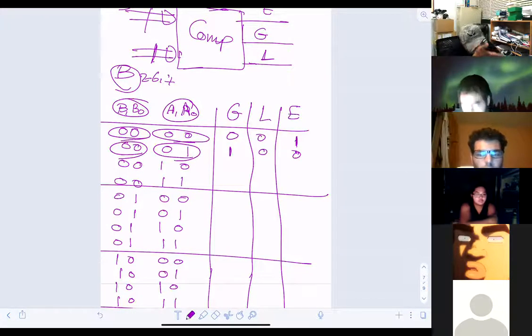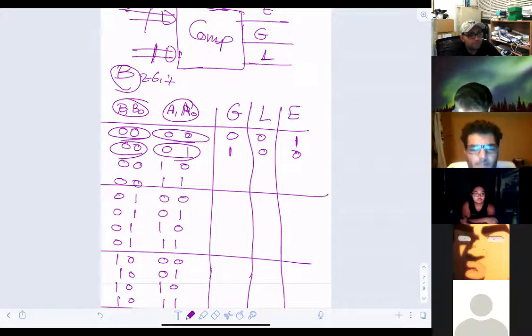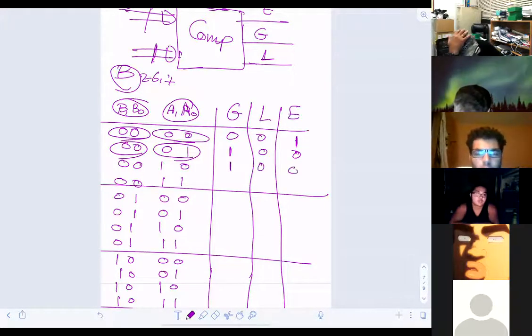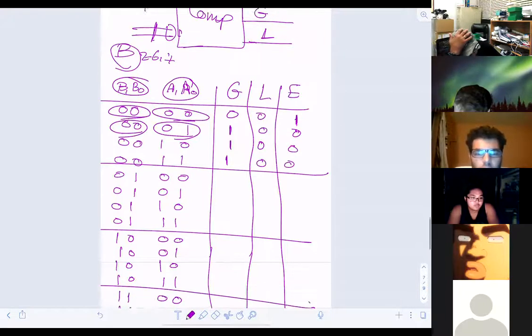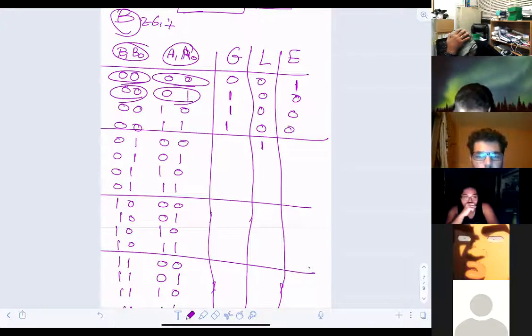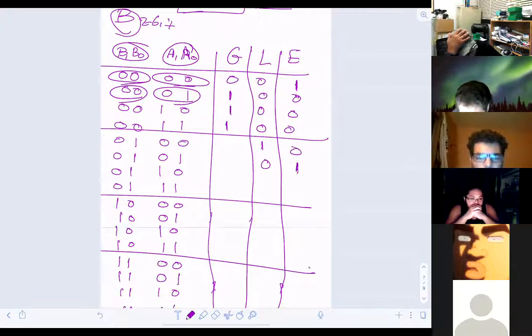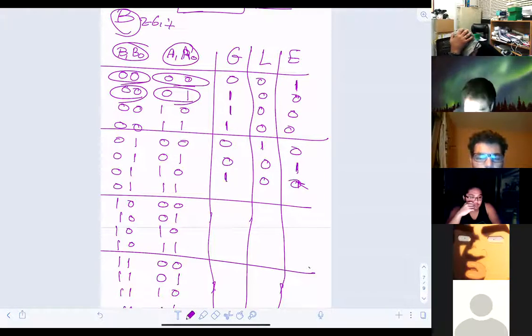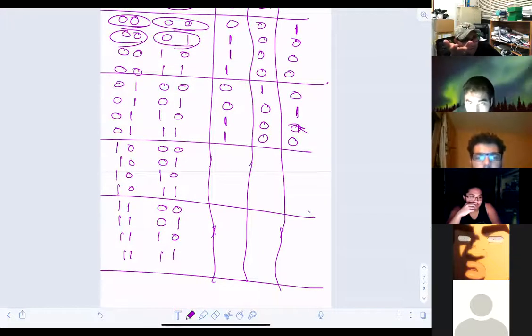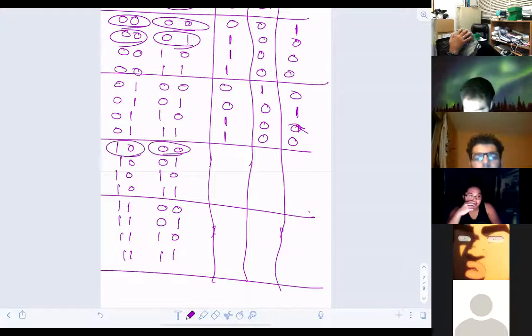Then A is 2, B is 0. So the output is what? It's still greater. Then same thing, greater. Then the same thing, right? This is less. This is equal. And then this is greater. Greater. And then this is also greater. Then you understand what I'm doing. Everybody understands what I'm doing, right? Like this is 0 and this is 2. That's gonna be less.